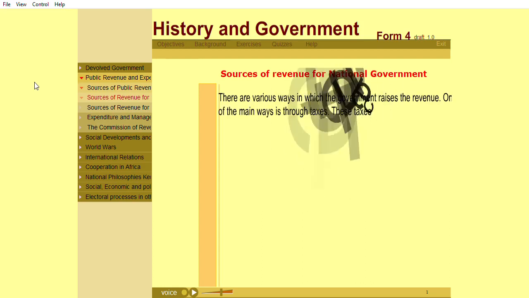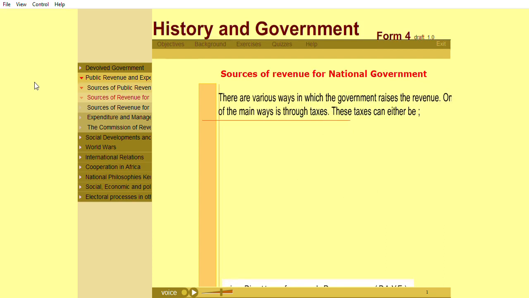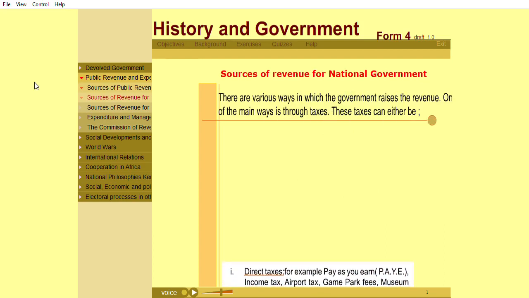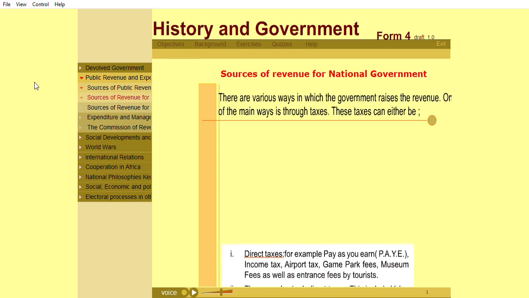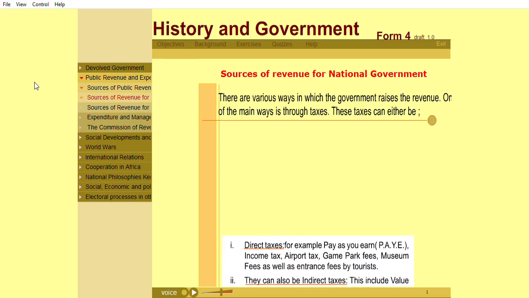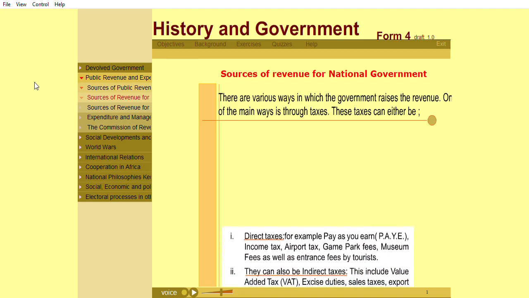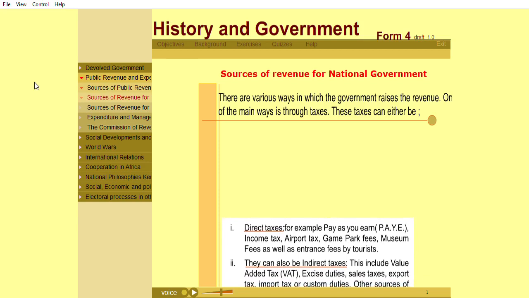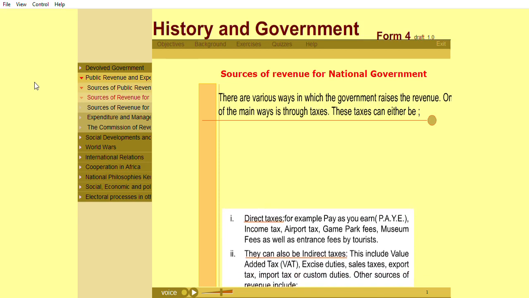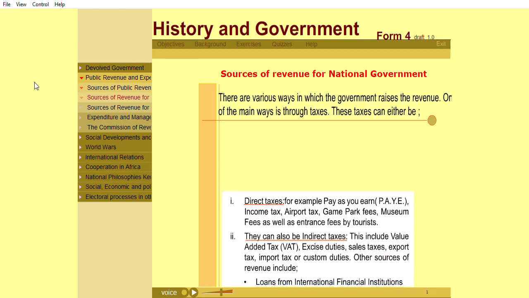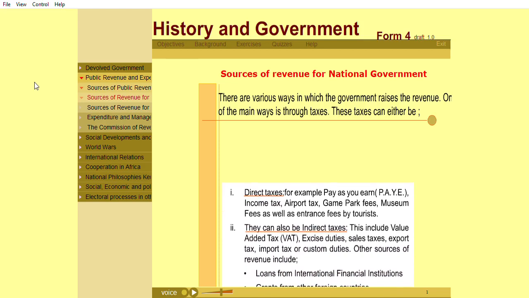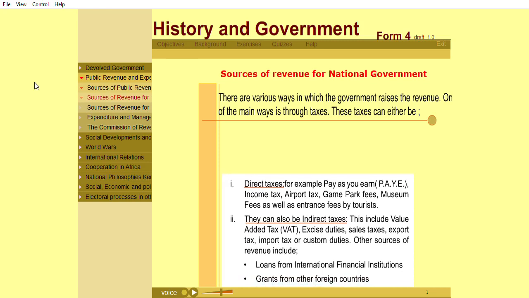These taxes can either be direct taxes, for example, pay as you earn or PAYE, income tax, airport tax, game park fees, museum fees, as well as entrance fees by tourists. They can also be indirect taxes. These include value-added tax, VAT, excise duties, sales taxes, export tax, import tax, or custom duties.